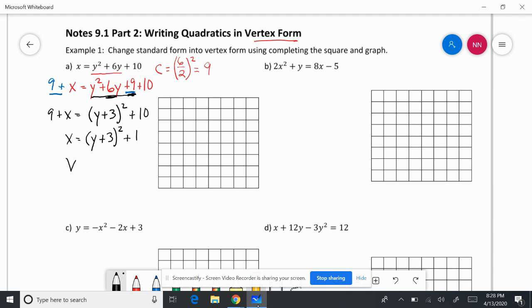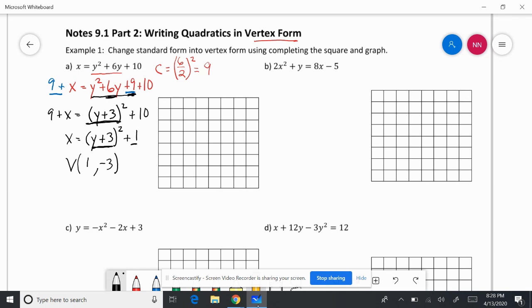So that means our vertex. This right here is our k value. That would be -3. This right here would be our h value, which would be a 1. So what we have is our vertex. Now, if we're looking at this, because our y value is in here, that means that instead of it going up and down, it's going to go left and right. Because it's positive, that means it's going to go to the right.